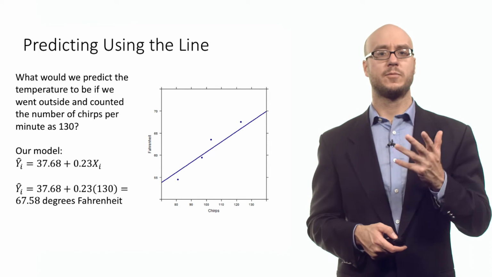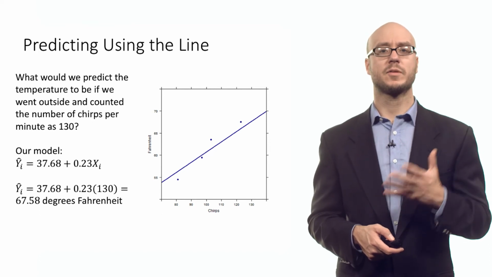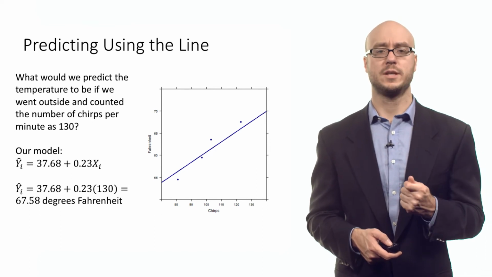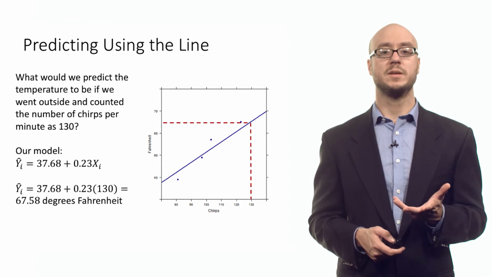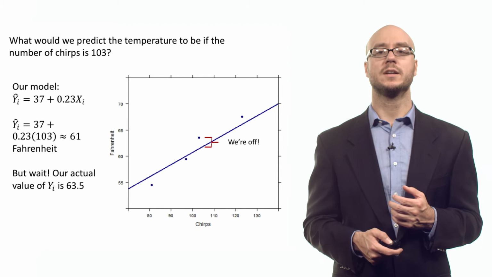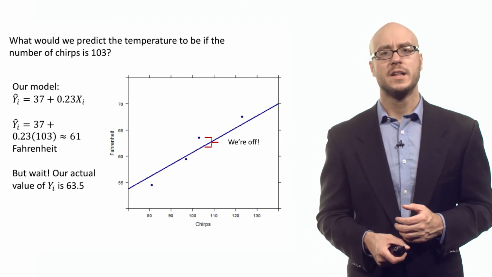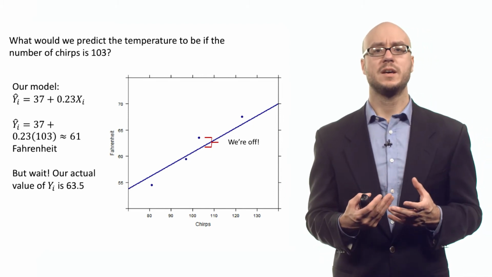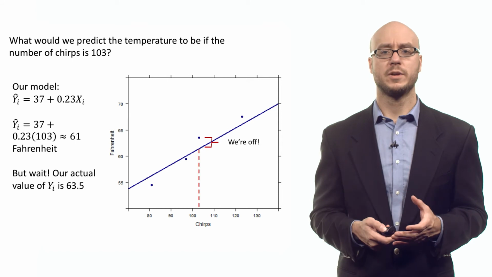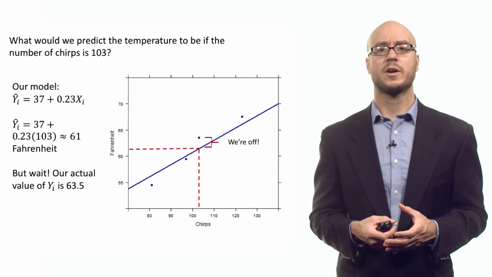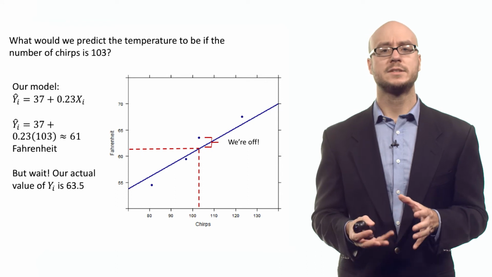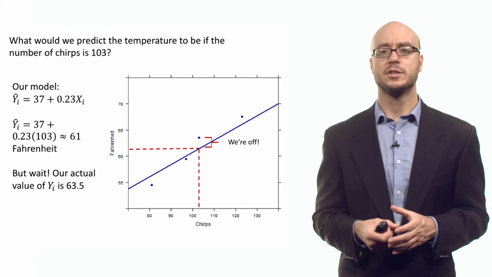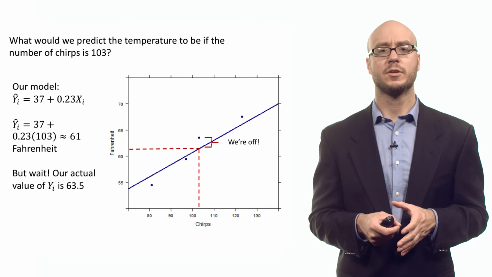You might say, what if we were to go outside and count the number of cricket chirps per minute to be 130? What would the expected temperature be? We'd expect the temperature to be about 67.58 degrees Fahrenheit. Then you might say, what would we predict the temperature to be if the number of cricket chirps were 103? Well, if the number of cricket chirps were 103, we would get roughly 61 degrees Fahrenheit. You just plug in that value of 103.